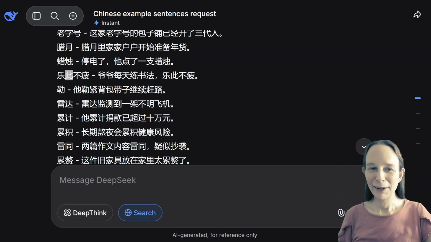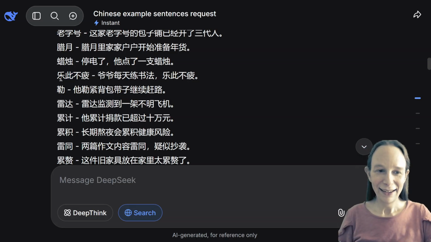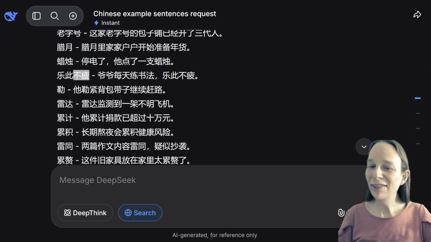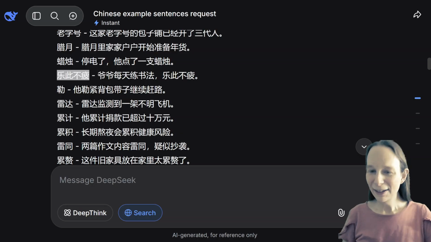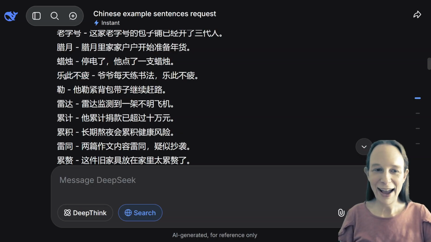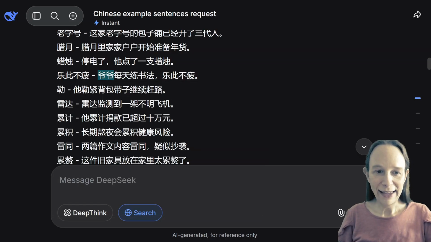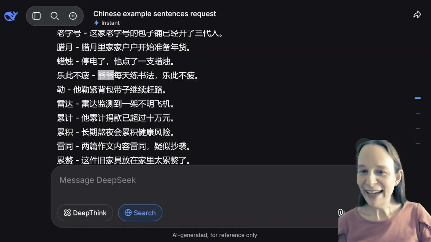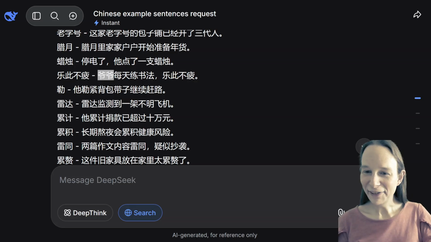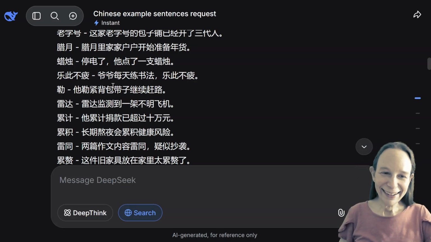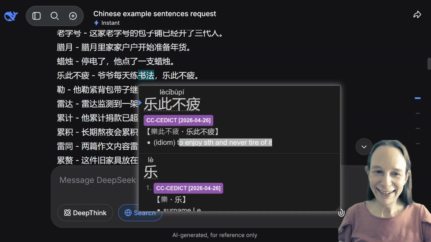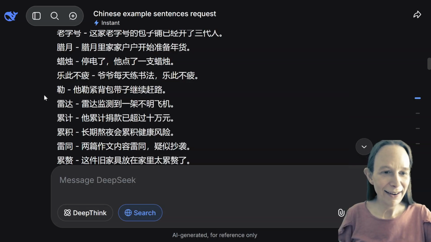It's this, maybe this. Yeah. Enjoying this 不疲, not weary. So you're enjoying something so much that you cannot get tired of it. 乐此不疲. 爷爷每天练书法，乐此不疲. So 爷爷, granddad likes his calligraphy, eh? Granddad likes his calligraphy. All right.